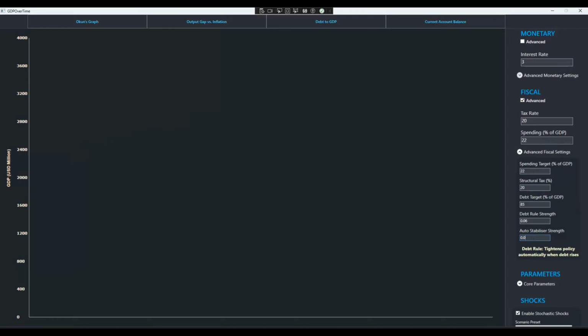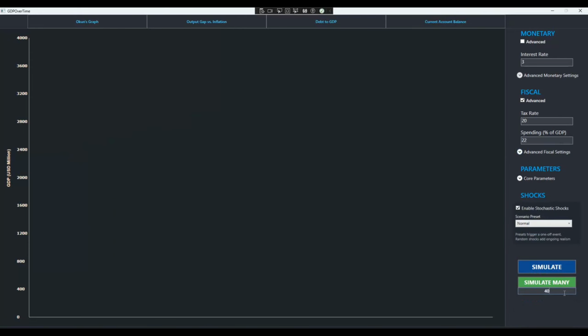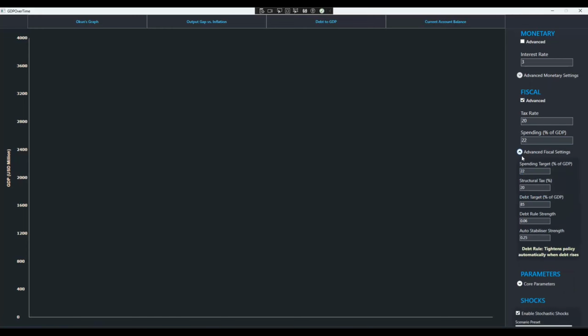0.05. And we can simulate 20 years this time around, and we can see still an upwards trajectory overall, but there are varying gradients and varying turning points and whatnot. So resetting that, we can increase automatic stabilizer strength. So increasing automatic stabilizer strength to, let's say, 0.5.